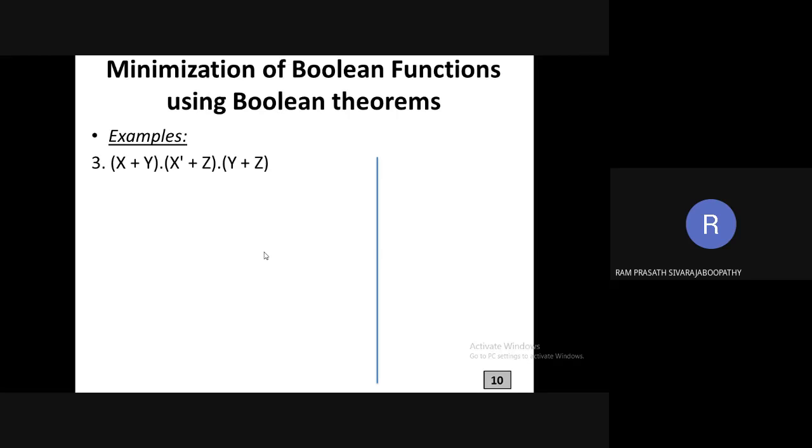Now another example we will see: x plus y dot x bar plus z dot y plus z. You try on your own and give me the answer. I will provide you a clue. Take only these two terms, x plus y and x bar plus z, and first perform the AND operation on them. First AND x with these two variables and write it down. Next AND y with them and write it down. After that, the result we get, I am going to perform AND with y plus z.